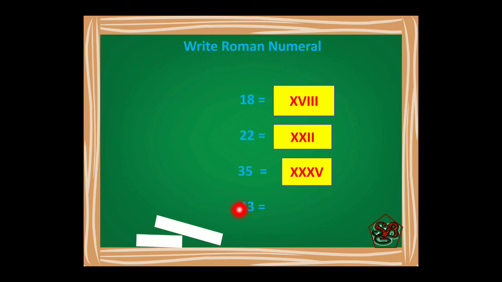43. 40 plus 3. To write 40, we use the symbol XL and 3 is 3 times I. So in Roman numbers, 43 is written as X, L, I, I, I.